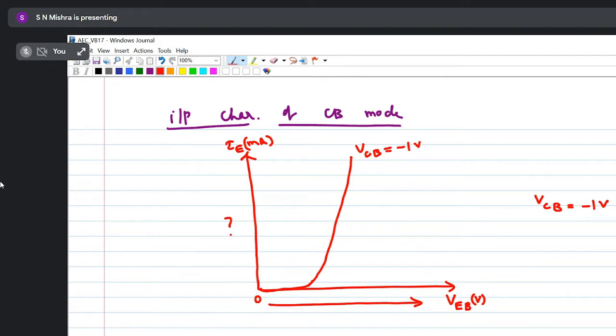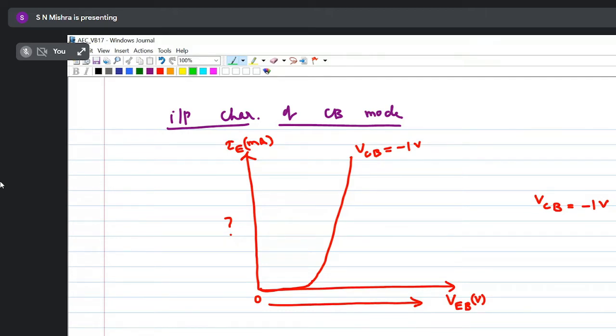Yes or no? Are you getting why it is exponentially increasing? Because the emitter-base junction is like a diode junction and it is forward biased, so the characteristic will look like a diode characteristic. Okay. Now, when I increase VCB, what will happen?